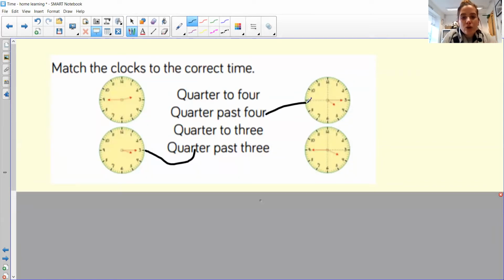It says quarter to 4. Now I want an hour hand that is really close to a four. And I know that my quarter to is when the long minute hand is on the nine. So I've got one here that's on the nine and one here that's on the nine. But I want quarter to four, and this one looks like it's closer to the four. So I'm going to do this one. And quarter to three. This one here looks like it's going towards the three. I'll recreate this one.